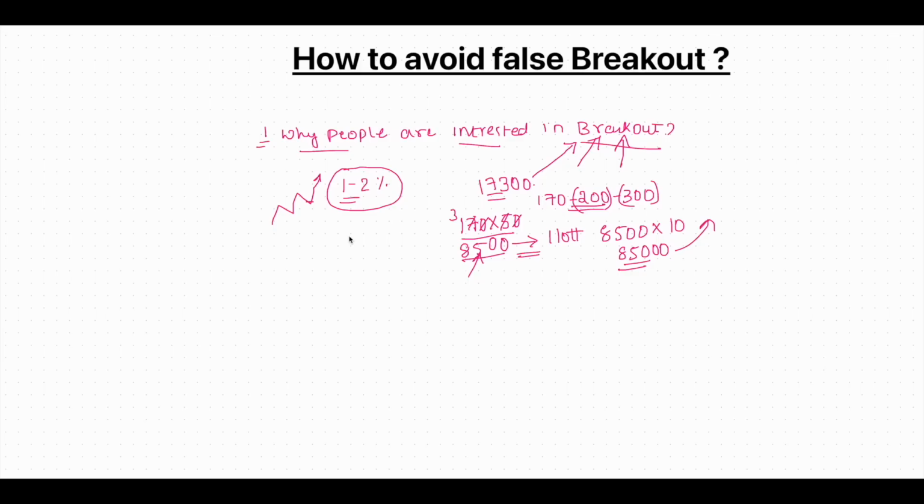That is the main reason you see a lot of people marking support and resistance levels, drawing trend lines, identifying important price action patterns. All this people do because if the breakout happens, you can expect a 1 to 2% move in that particular index or that particular stock. Now let me open a Nifty chart and show you some examples of a proper breakout.